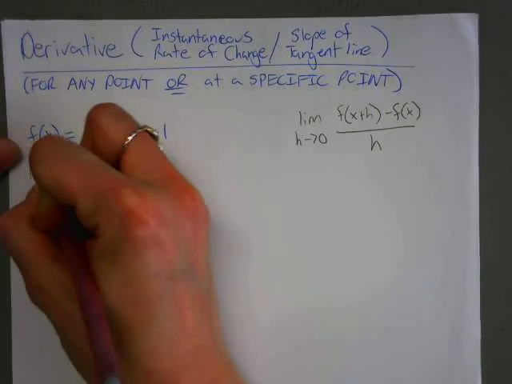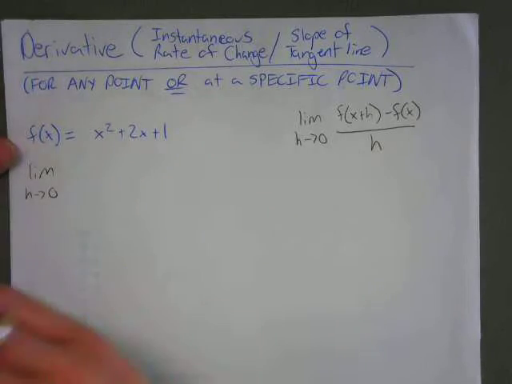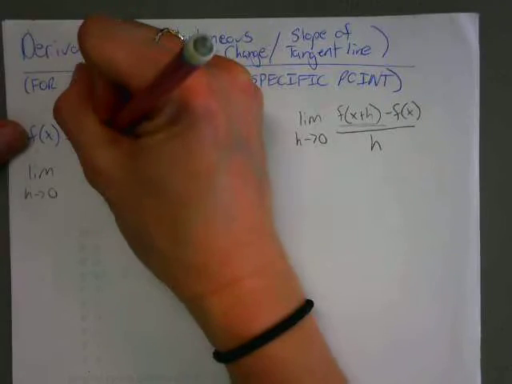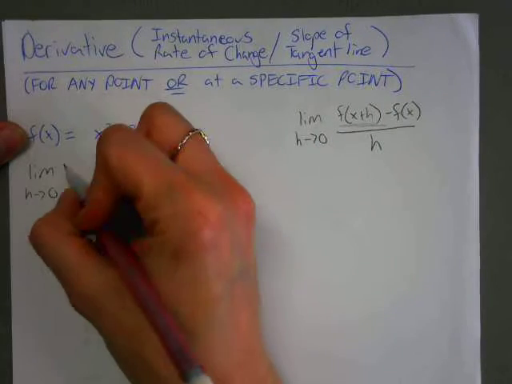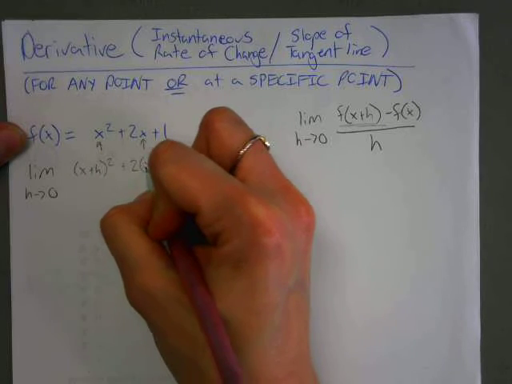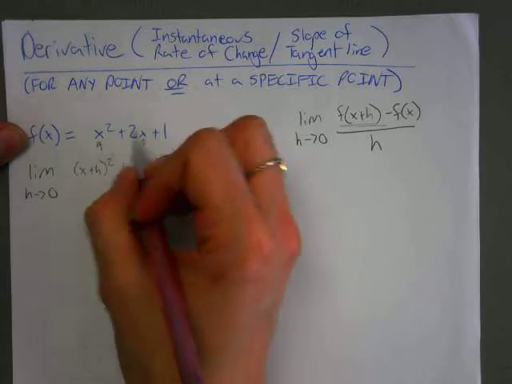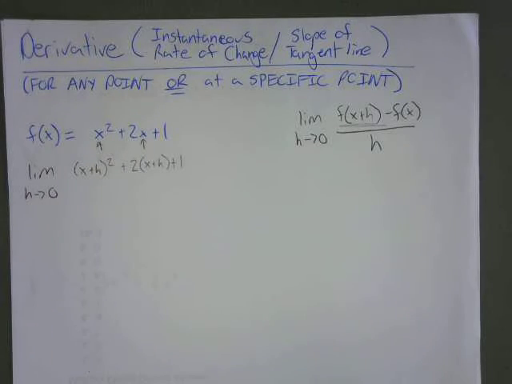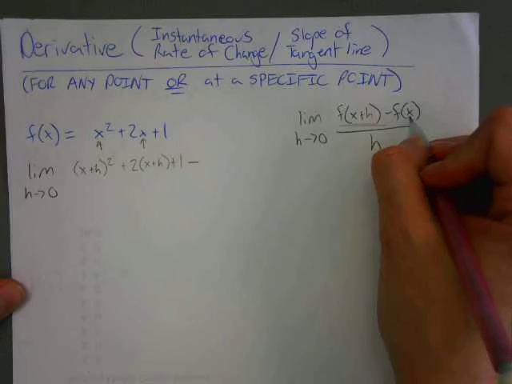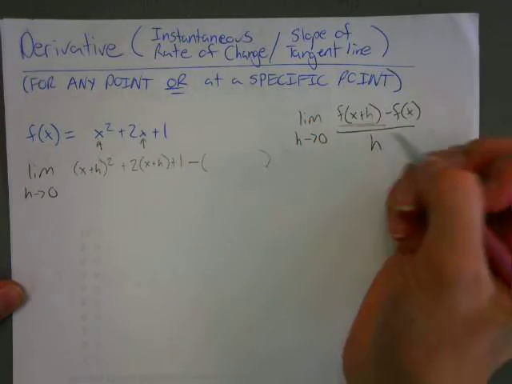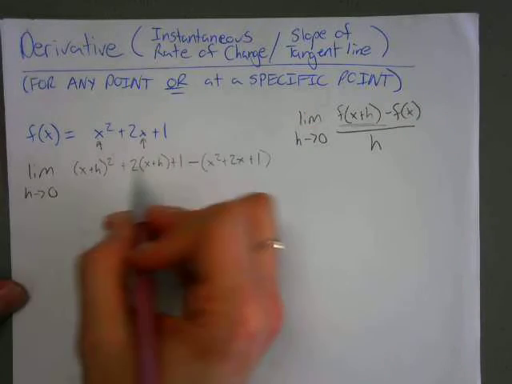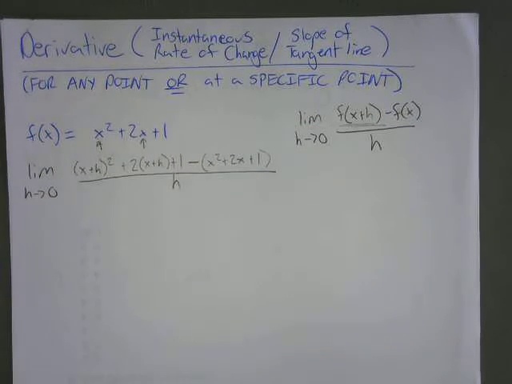We'd say the limit as h approaches 0 of f of x plus h just means to plug in x plus h to both of our inputs in our expression. So we'd say x plus h squared plus 2 times x plus h plus 1. I replaced this x and this x with x plus h. Minus, we want to subtract f of x, and I want to subtract the whole function, so I'm going to put parentheses around it, x squared plus 2x plus 1, all over h.